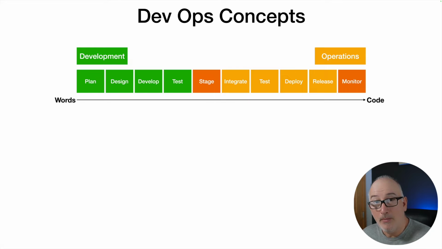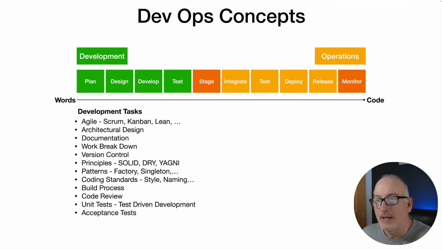The software development process is a pipeline for taking words, which are requirements, and converting them to production quality code. Traditionally, those tasks that are associated with development have been kind of siloed and done by the software development team, and those tasks associated with operations existed in another silo, and those were done by the operations team.